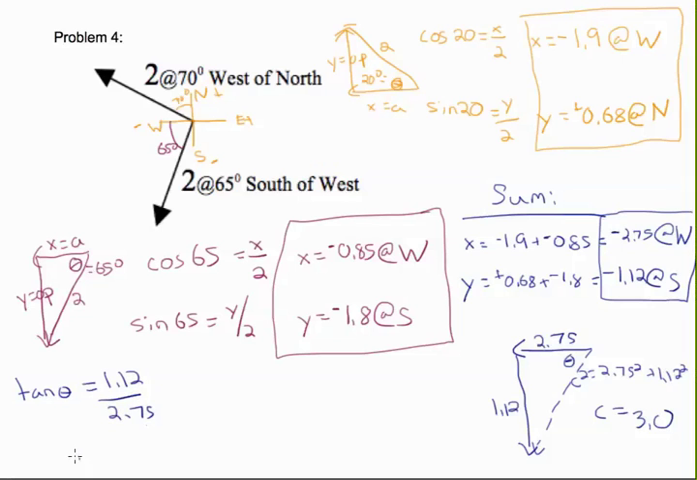But remember, you don't want to put this in unit circle. You want to put it in cardinal directions. So east, north, west, and south. And we know that this is 22 degrees. So we can say that to get to our resultant, you go 22 degrees south from west. So your answer would be 3.0 at 22 degrees south of west. And the cardinal directions can be tricky until you practice them a little bit, but if you need help with them, please ask.